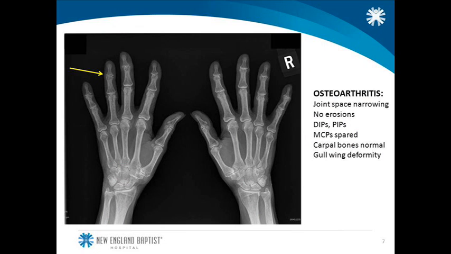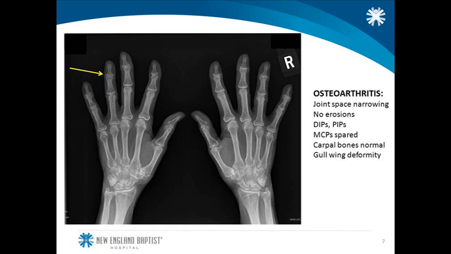These are my patient's hand films, which are consistent with osteoarthritis. She has joint space narrowing, which is apparent in the DIP and PIP joints. She also has some joint space narrowing at the base of her thumbs, at the CMC joints. It's important to note that the MCP joints are spared and there are no erosions. Her carpal bones are also normal. Carpal bones are commonly affected in inflammatory arthritis.